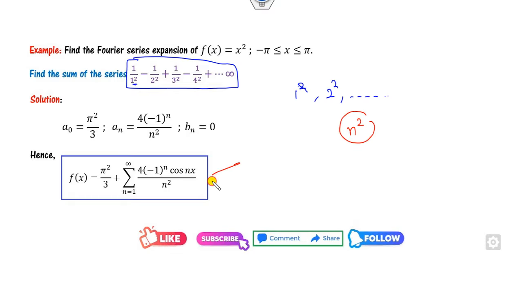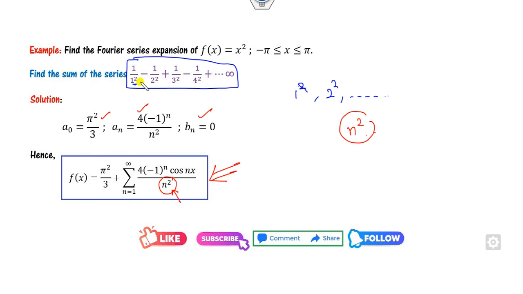So look at this Fourier series. Do you have an n square term in this series? Yes, you have this term. Fine. If n square is not present, it means your calculation is wrong. You have to check your an, bn and a naught.